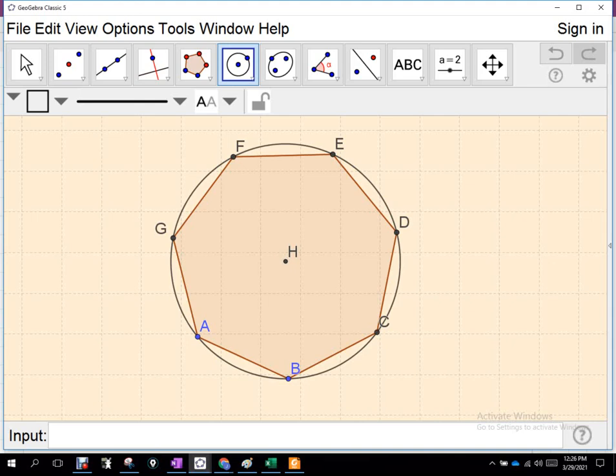That circle is called the circumscribed circle, okay? We're going to need that circle. That circle tells us a lot about the area of this seven-sided figure. Now, H was the center of the circle. It is also the center of the polygon. Is that okay with everybody? Okay.